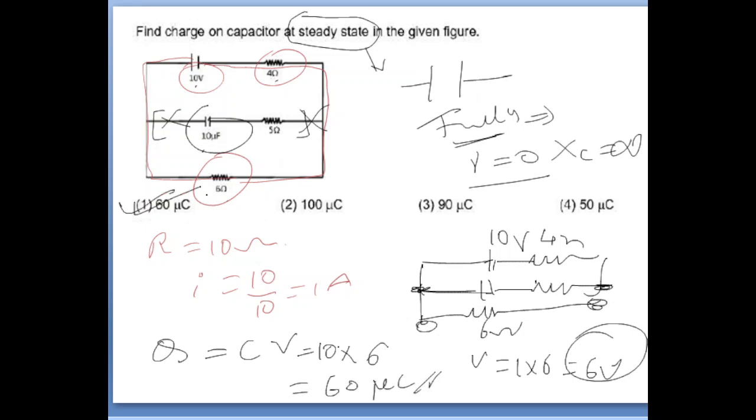I hope you understand this question. I hope you know about the steady state. If not, please see this. Steady state means frequency 0, reactance infinite, so no electricity, I mean no current passes.